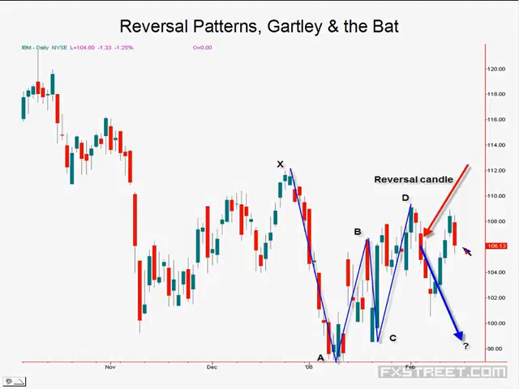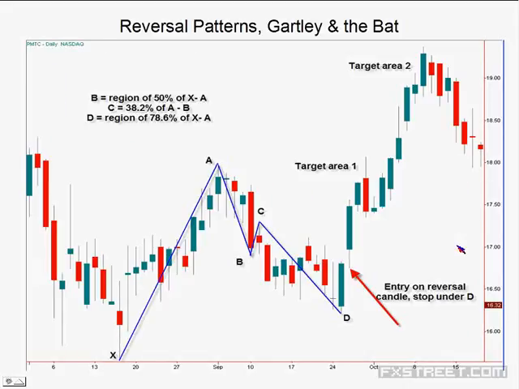Right, here we are. We've got another one. We've got this down move, lots of long tails here, a bit of a mess of a chart over on the left, but then the move gets going. So we've got X to A. This is well and truly a bullish one. Then we've got the series of waves. We've got this fairly clearly defined 3 to 5 wave move back to D. And then what happens? You've got the entry there, target area 1, target area 2.